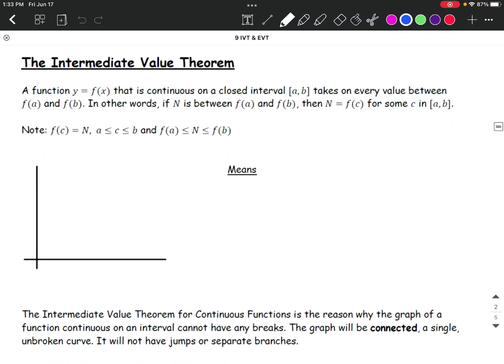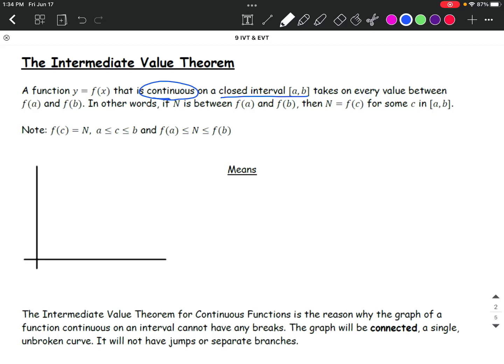Now, the intermediate value theorem. The reason we had to review continuity is because in order for this theorem to apply, we have to know that the function is continuous on a closed interval. If the function is continuous on a closed interval, it must take on every value between f of a and f of b. In other words, if n is between f of a and f of b, then n equals f of c for some c in the closed interval from a to b.